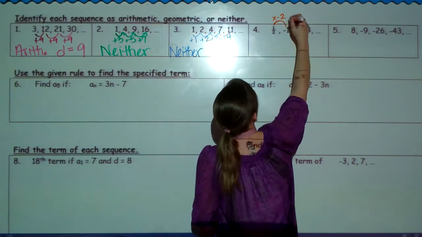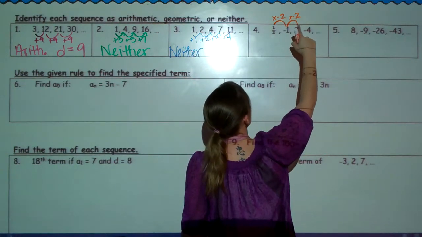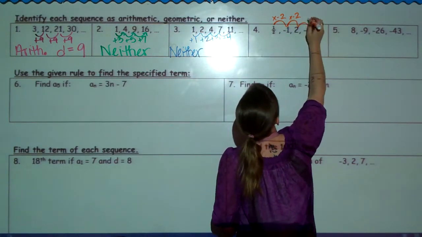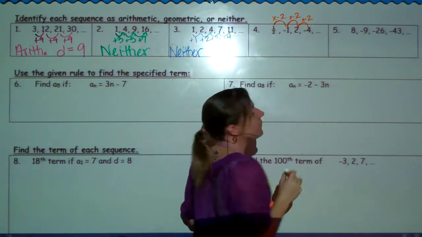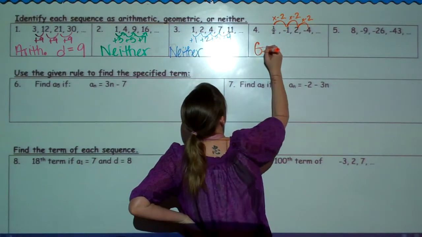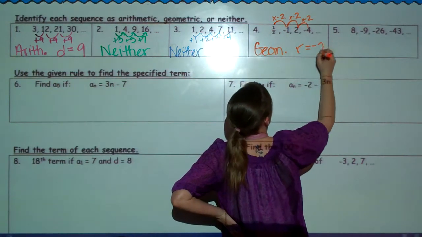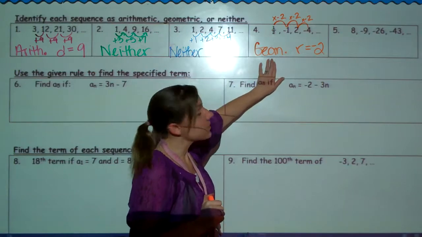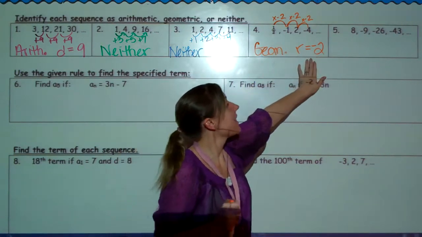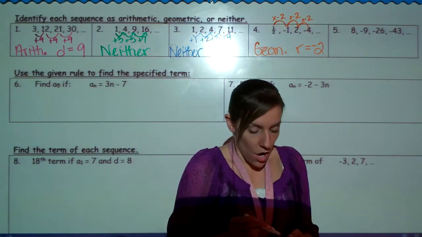And the negative 1/2 times another -2 will give you positive 2. 2 times -2 will get you -4. So we're multiplying by that same constant number. So this is geometric, and the ratio is a -2. This means that we're multiplying by the same constant thing. That is that constant, that -2. Okay? All right.